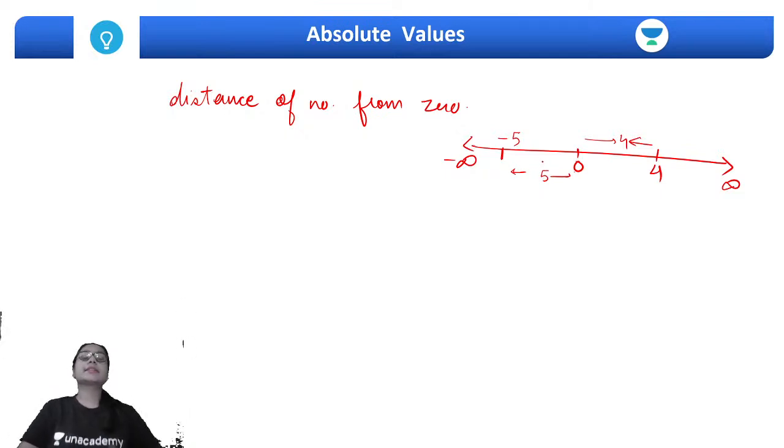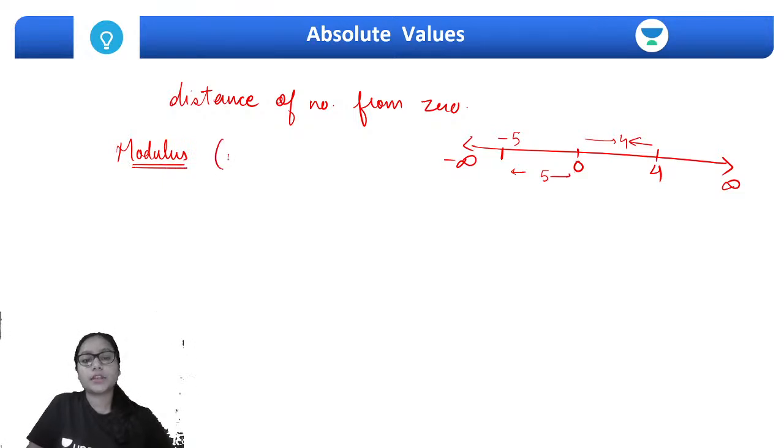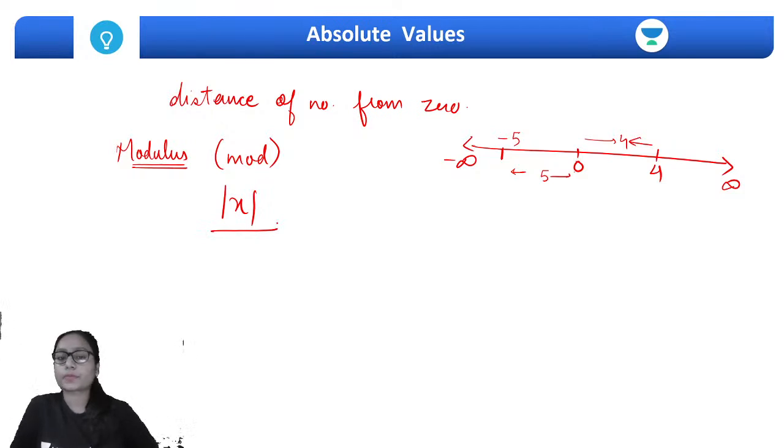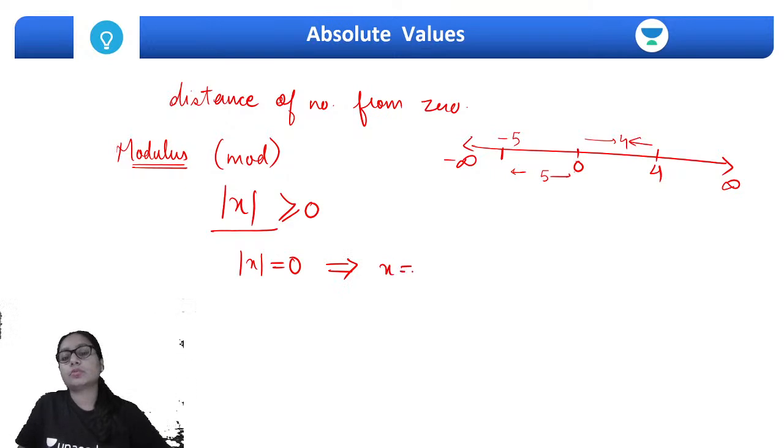Since this quantity represents a distance, it is a positive quantity. It is denoted by the modulus symbol. We can also call this mod, and it is represented by mod of x. So the absolute value of x is mod of x, the distance of a number from 0. This value is always greater than or equal to 0. The value of mod x is equal to 0 only when x is equal to 0. I hope the definition of absolute value is clear.